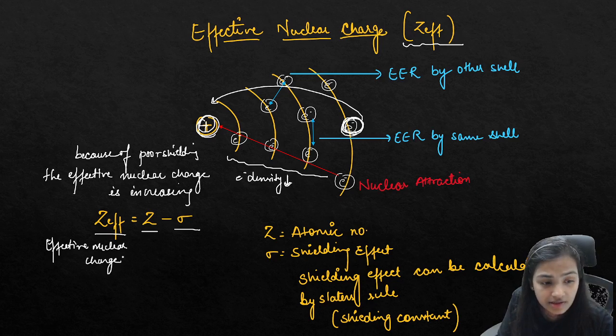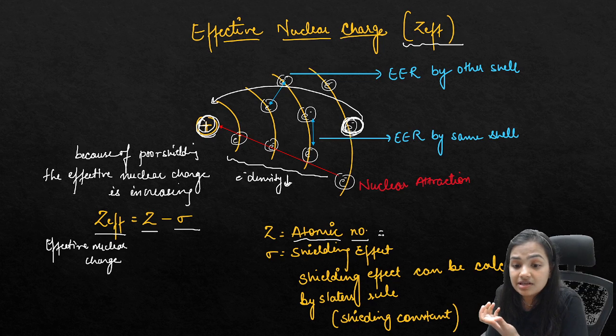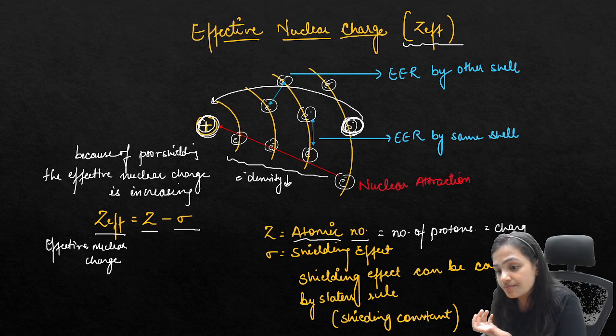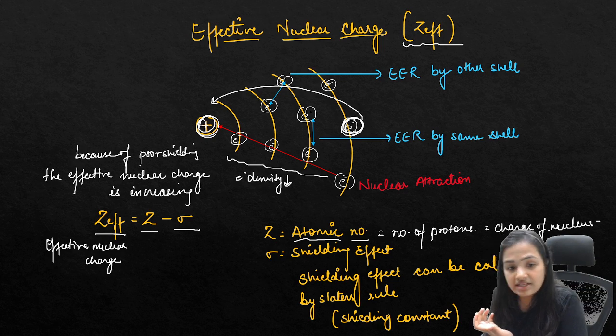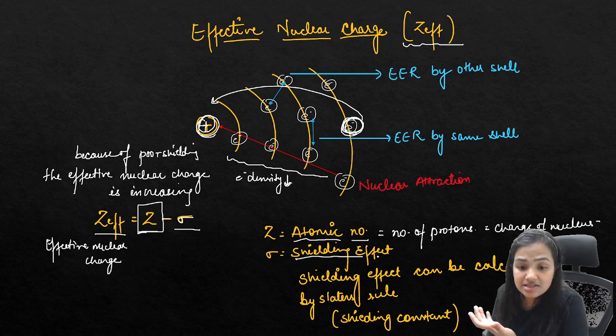Effective nuclear charge is equal to Z minus sigma. Z means the atomic number. The atomic number basically tells you the number of protons. So as many protons as you have, that will be the charge of the nucleus. That is how Z is the charge of the nucleus. Now what is sigma? Sigma is the shielding effect.